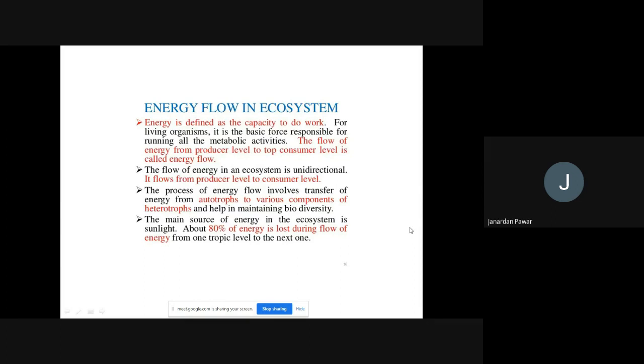As far as the source of energy on planet Earth is concerned, it is none other than the sun, and that is the major source. About 80% of energy is lost during flow of energy from one trophic level to the next one. When this energy is transferred, 80% of energy is destroyed, remember. This is a huge loss. I think researchers should work on this.